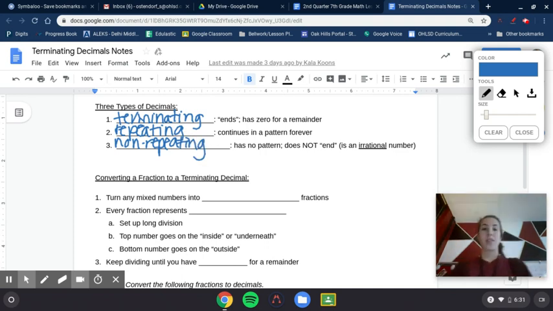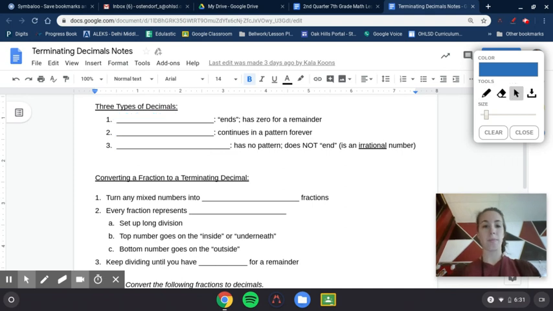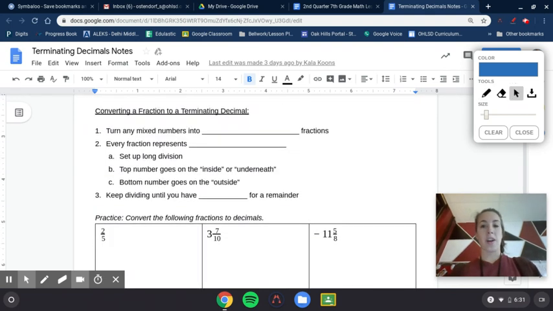Okay, so now we're going to go ahead and practice converting a fraction into a decimal, and the ones that we're going to be working with today are terminating decimals. So they will end. You'll have a 0 as a remainder, and I'll show you what I mean in these examples below. So first, let's figure out how we're going to do it. The first thing that you need to do is, if your fraction is a mixed number, then you need to turn it into an improper fraction.